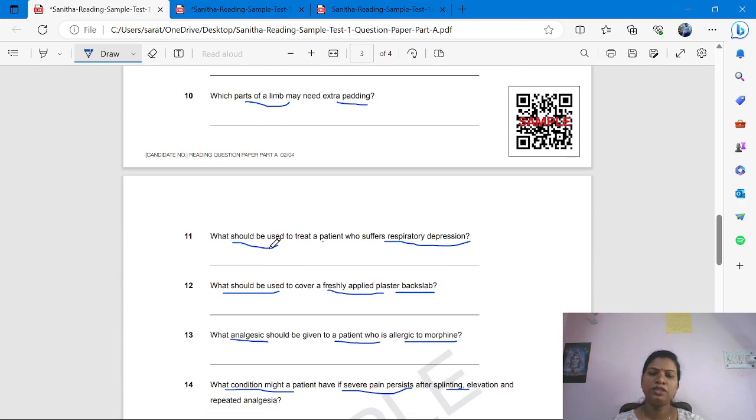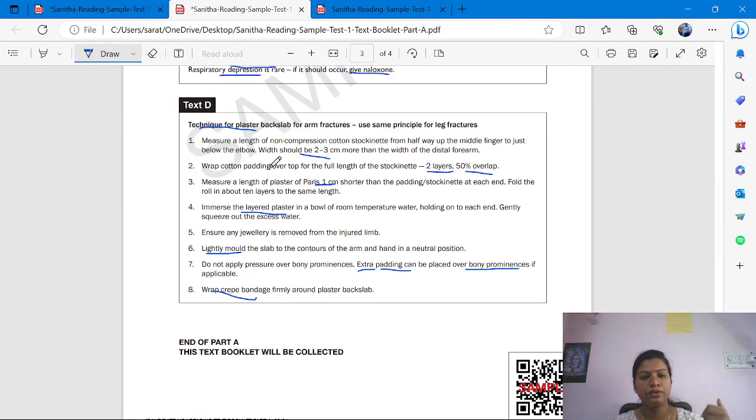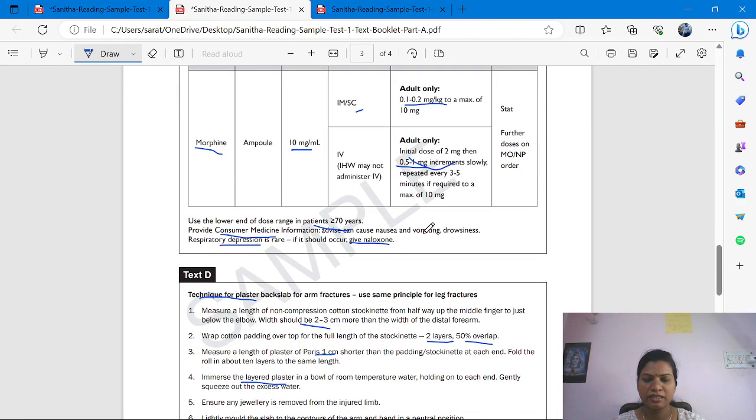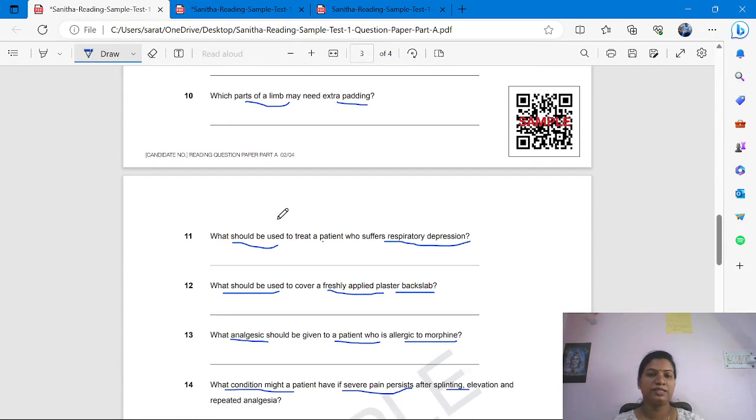Question number 11. What should be used to treat a patient who suffers respiratory depression? The patient is suffering respiratory depression, what should be used? They are asking about the medication. We have to get the medication. Just skim for respiratory depression. "If respiratory depression should occur, give naloxone." What is the answer? If there is any respiratory depression, we have to give naloxone.